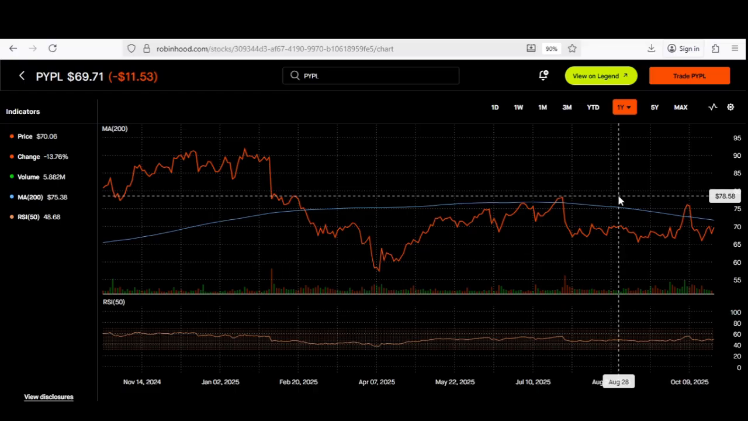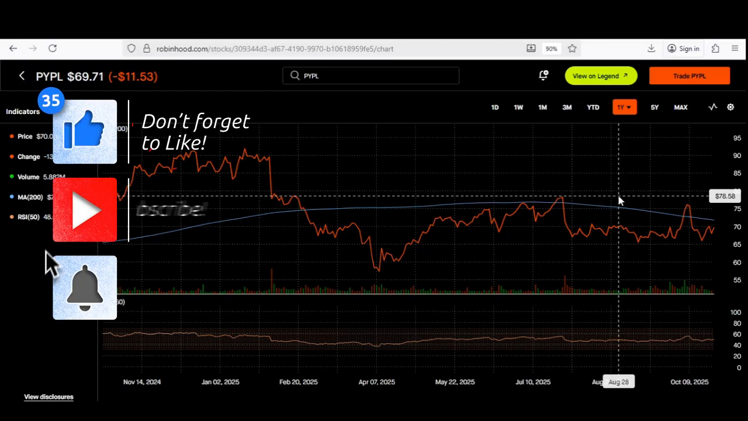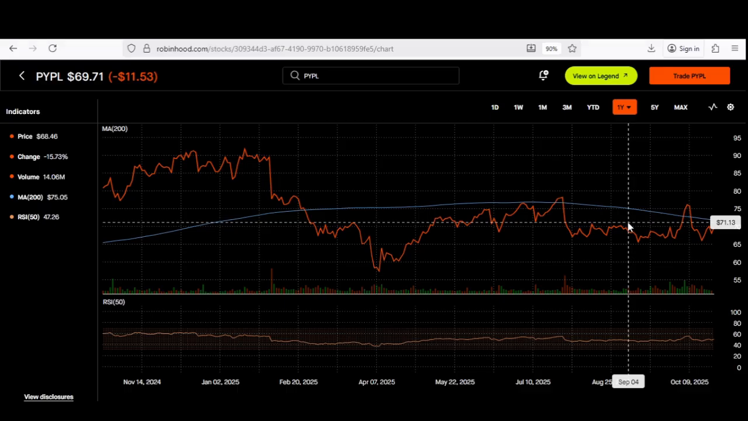Now, before I go ahead and give you some of the key statistics, let's go ahead and find some kind of support or some kind of resistance for PayPal. So let's go ahead. I'm going to draw my trend line right here. And as you can see right here at the 70-ish price, it has a very strong support and a very strong resistance.